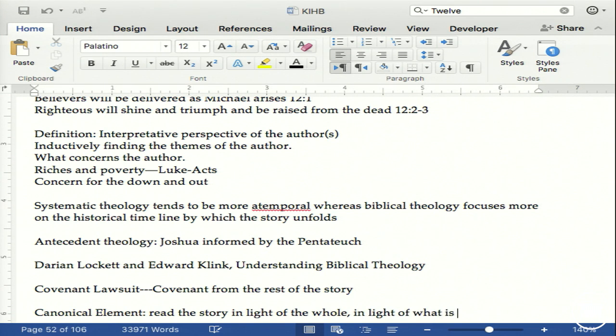In light of what is coming. And of course, systematic theology does that too, doesn't it? I mean, these two overlap. But we read the story in light of the whole. Wouldn't we? I just freely do that again and again in this class, right? When we read about the messianic promise, I talk about Jesus.